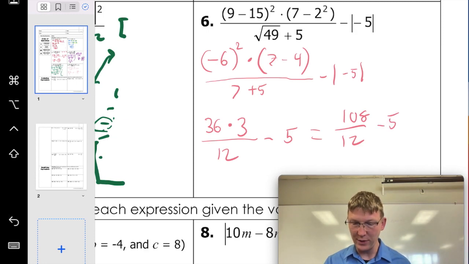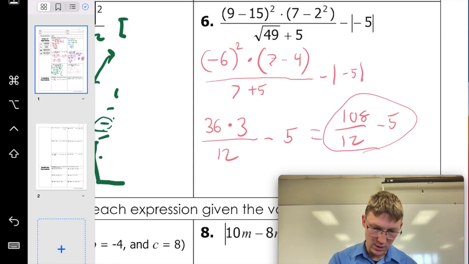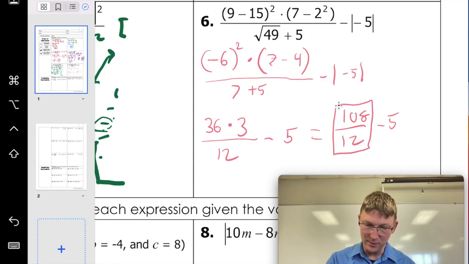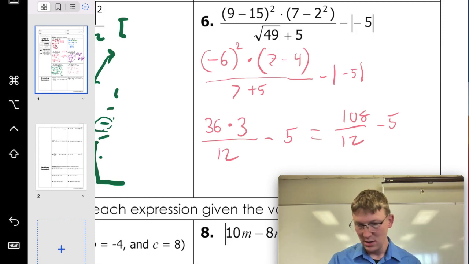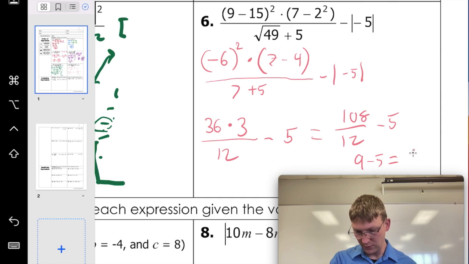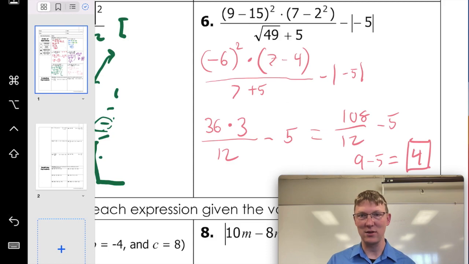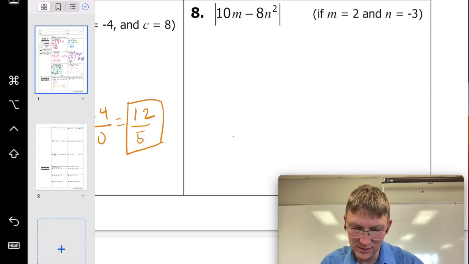Now you can't combine these two until they're either both whole numbers or they're both fractions with the same denominator. But you can take this thing, and again, first thing, I would just shove it into my calculator and see what happens. So that turns into 9. So 9 times 12 is 108. So then we've got 9 minus 5, which equals 4, which is the answer.